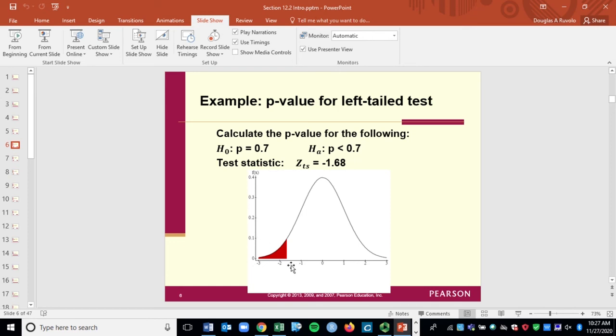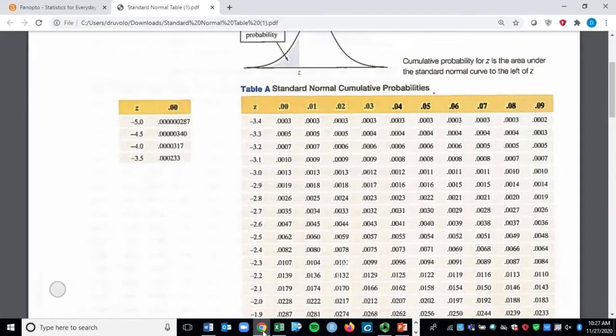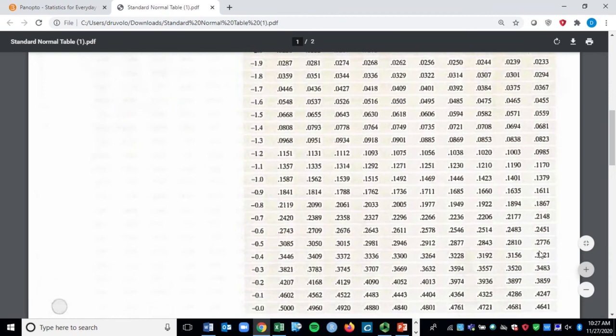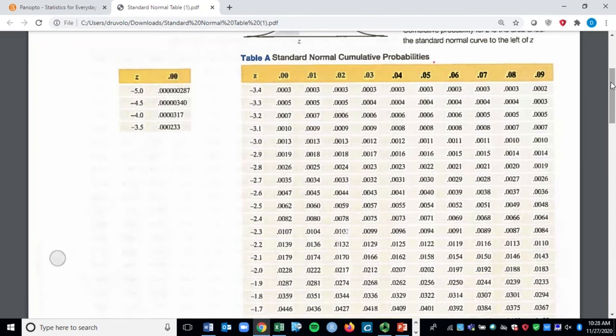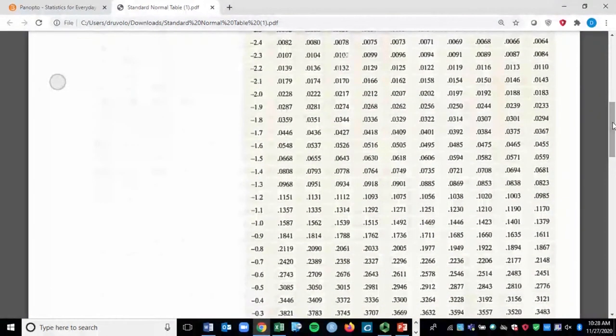Now notice the p-value being represented here is a little bit larger than before, right? So negative 1.68: negative 1.6, and then 0.08, should be this number right here, 0.0465. Hopefully you found that number with me, all right?